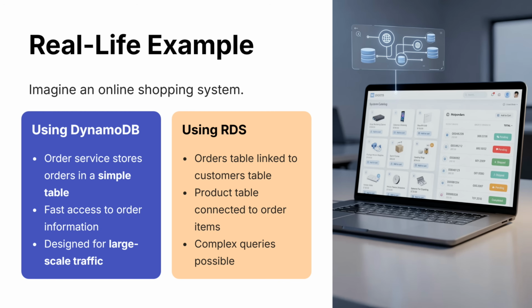Now we will see a real life example. Imagine an online shopping system using DynamoDB. Order service stores data in a simple table. Fast access to order information. Designed for large scale traffic. Using RDS, the order table is linked to the customers table. The product table is connected to order items. And complex queries are possible.